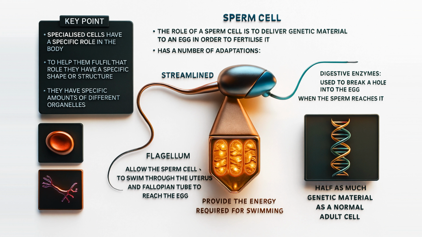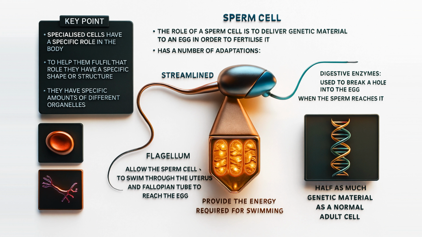Another important adaptation is the presence of a long tail-like structure called a flagellum that allows the sperm cell to swim through the uterus and fallopian tube to reach the egg. Additionally, the sperm cell is highly streamlined in shape, which also helps it swim more efficiently. It also contains many mitochondria that provide the energy required for this intense movement. At the very front of the cell, there are many digestive enzymes that help break through the outer layer of the egg when the sperm reaches it.